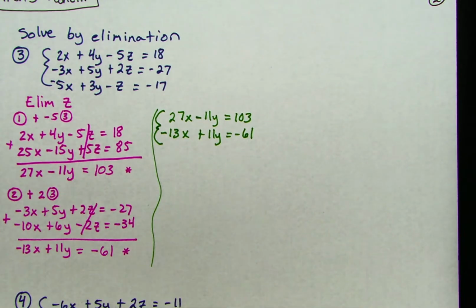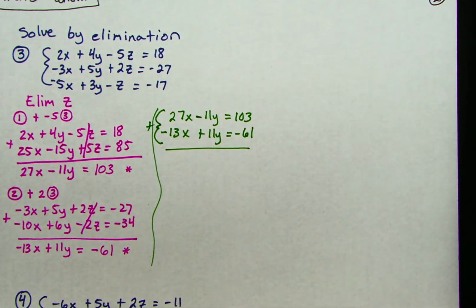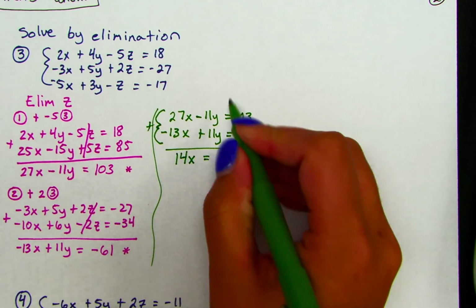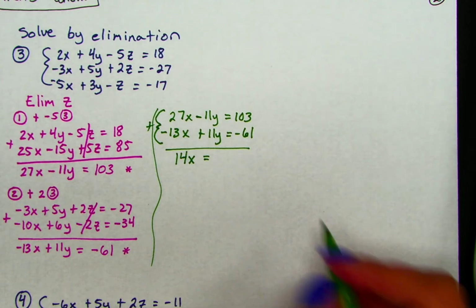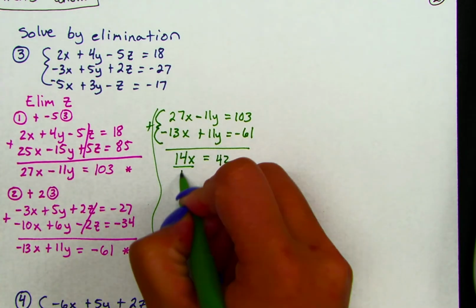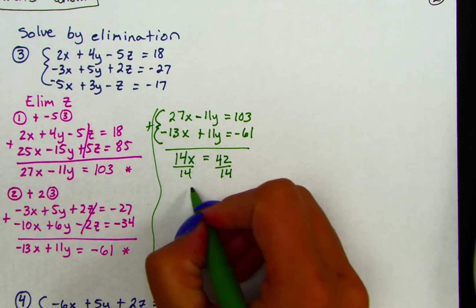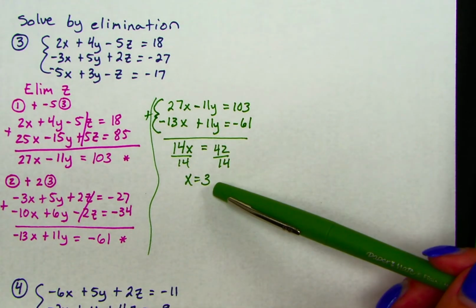So just like before, at this point, we can decide if we want to switch to substitution or continue with elimination. So looking at this, my y's are going to cancel nicely if I just add these together. So if we do 27 plus a negative 13, that is going to be 14x. And then my y's cancel. And then 103 plus negative 61 is 42. And now we are going to divide both sides by 14 to get that x by itself. And that is going to give us a positive 3. All right, so we got our first variable of x equals 3.